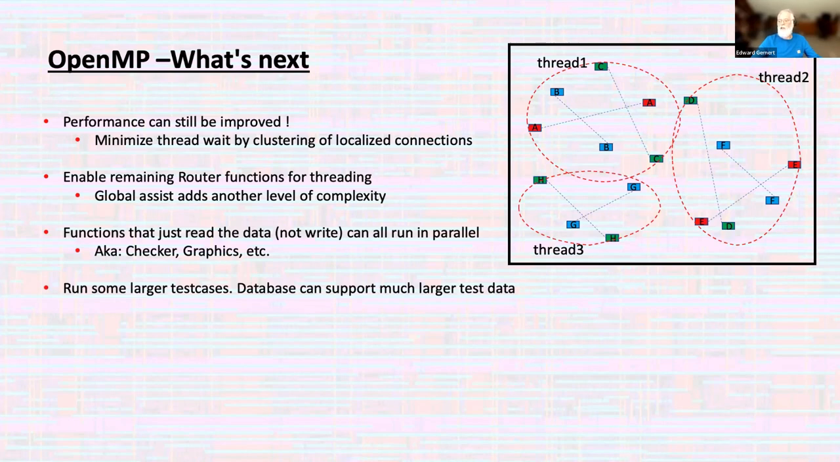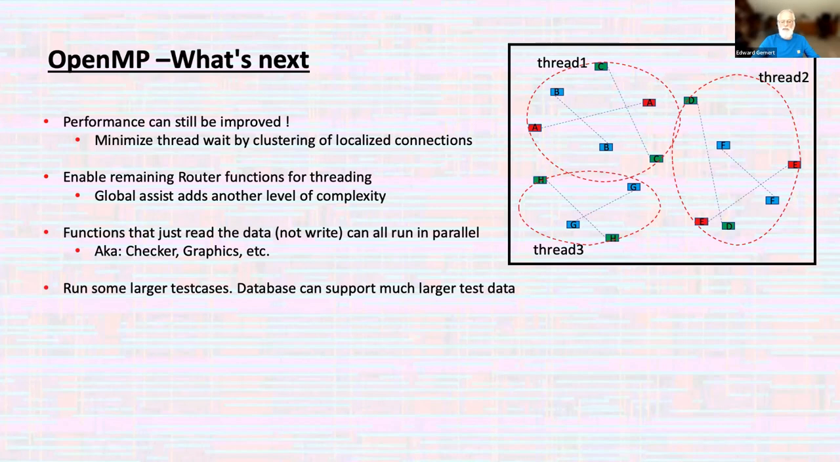So that's the next level that we're going to be working on. We're going to enable the remaining functions for threading. Global Assist, which is our version of the global router, adds another level of complexity because you don't really know what the area is that you're going to route in. So if you're routing net A and there's a big blockage in between, you're going to have to go all the way up, possibly to the top of the chip, and then back down again. So we know how to fix it. We'll just add another level of complexity.